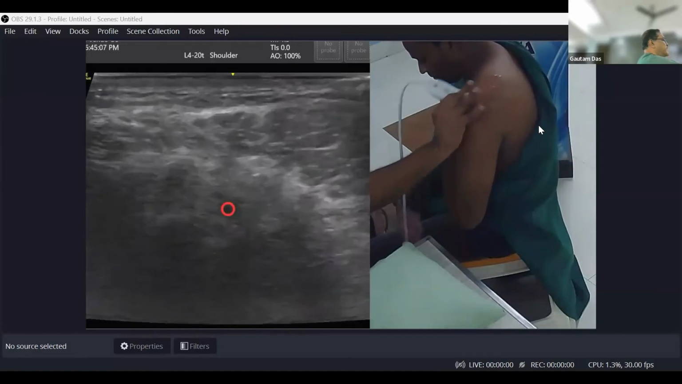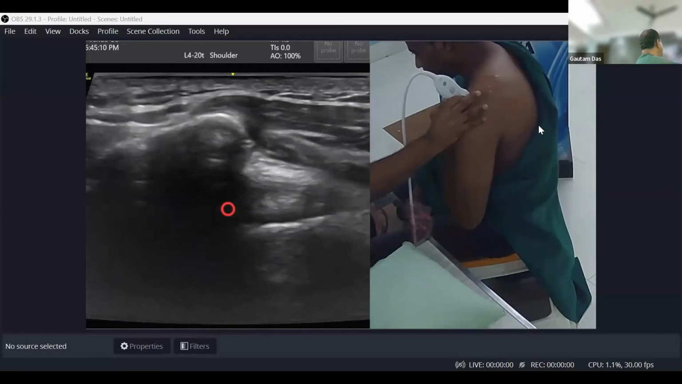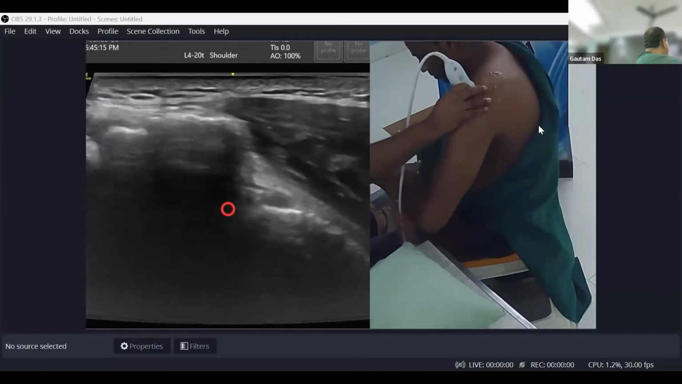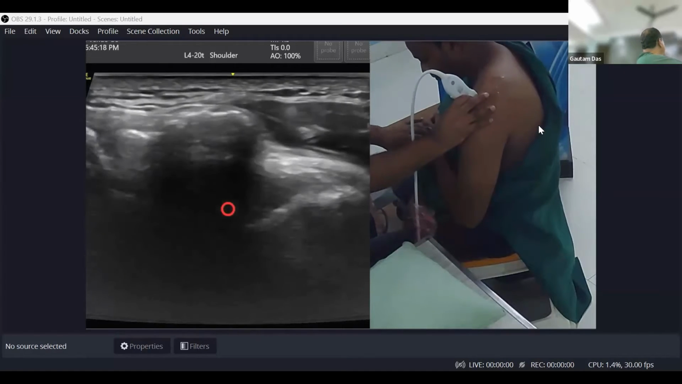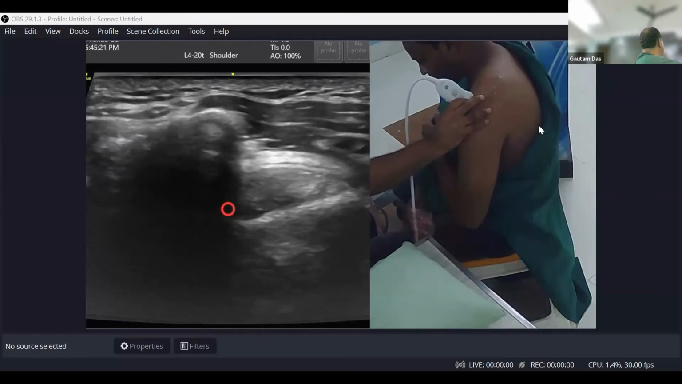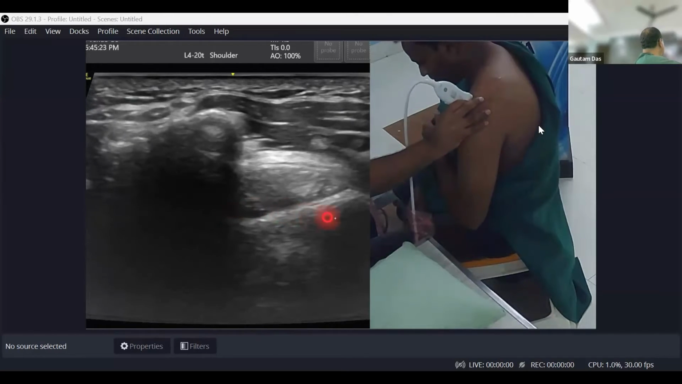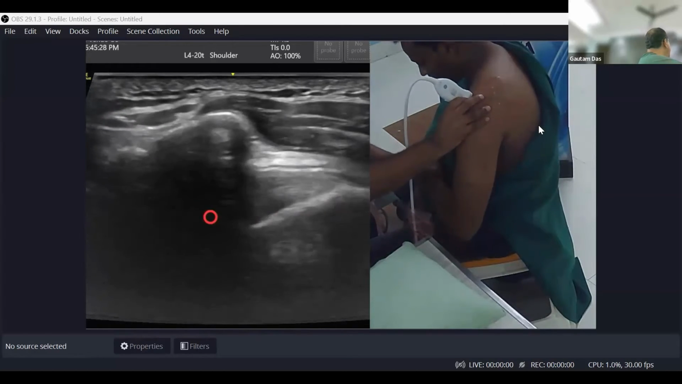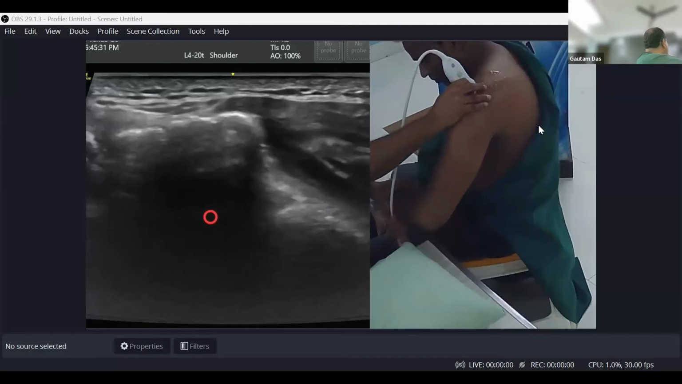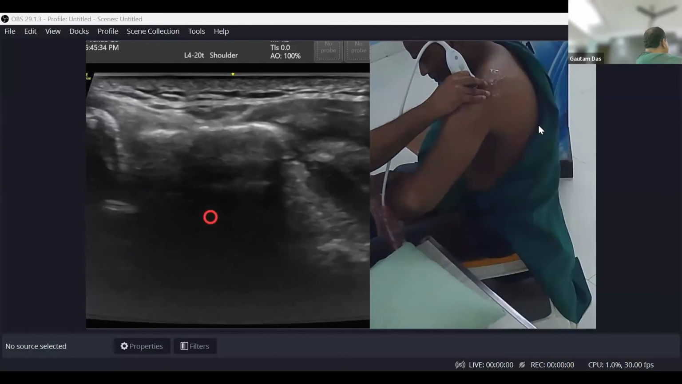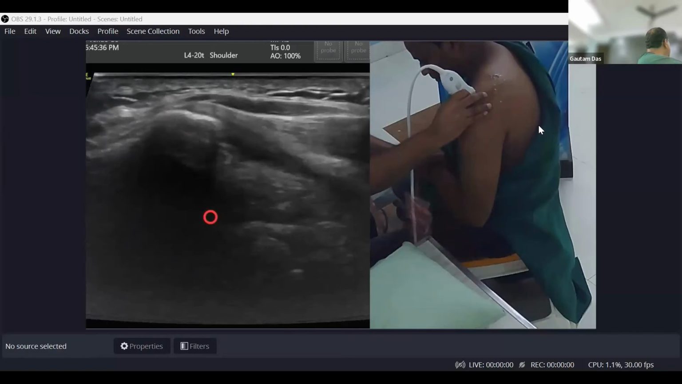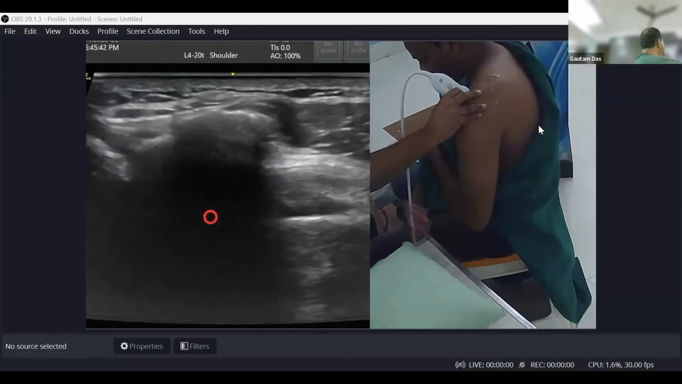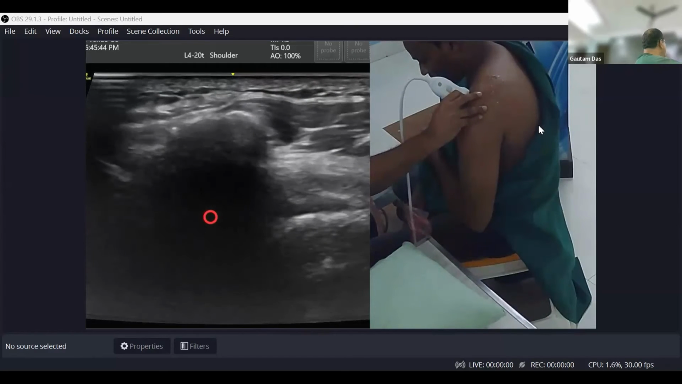Now another important one is subacromial impingement. Normally, if I'm doing abduction, what happens? You see, this is the greater tubercle where the supraspinatus muscle is attached. Normally the greater tubercle goes below the acromion in healthy individuals. I'm doing the abduction and you see it going completely below the acromion. That will not happen if there is a subacromial impingement. So this is the other impingement, subacromial impingement.